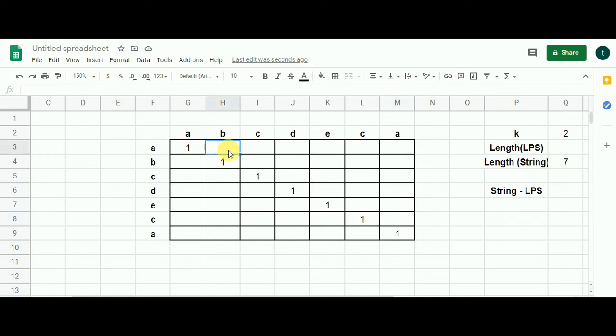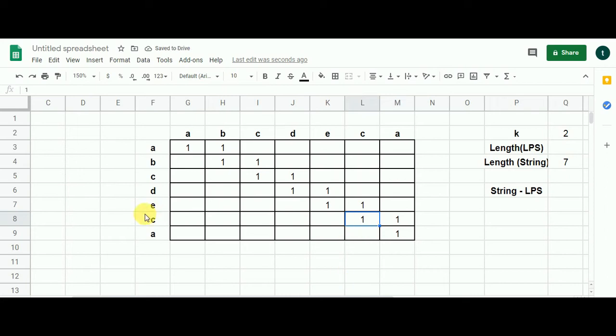Now we are going to populate this cell. This cell is going to be the maximum of the cell for A and the cell for B. What is the maximum between these two values? It is 1. So it is the maximum of A and the maximum of B. Similarly, this cell is going to be the maximum of B and the maximum of C, so this is also going to be 1. Similarly, all these cells are going to be 1.